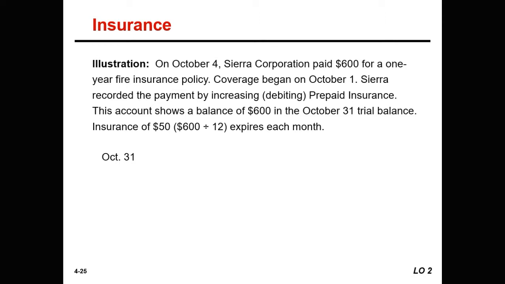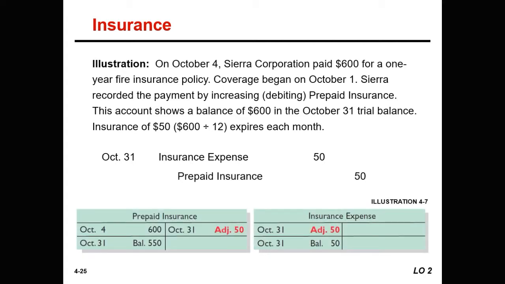If we take that $600 that was remitted and divide it by 12 months, because it's a 1-year fire insurance policy, then we know that there's $50 worth of insurance that will expire as each month goes by. So we have a $50 insurance expense. That's the consumption, the expiration, the use of the asset for the month. And we reduce our prepaid insurance by that same amount.